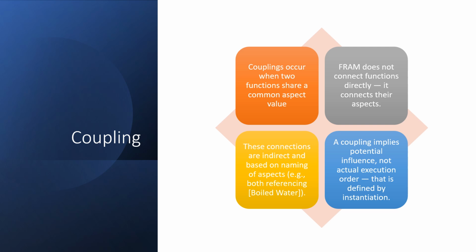That's defined by instantiations, as we'll see later. There are types and properties of couplings. Couplings are typically many-to-many. One function's output may serve as a precondition or control for several other functions. The same aspect, for example, boiled water, can appear in multiple functions with different roles, an input to one, a control in another.